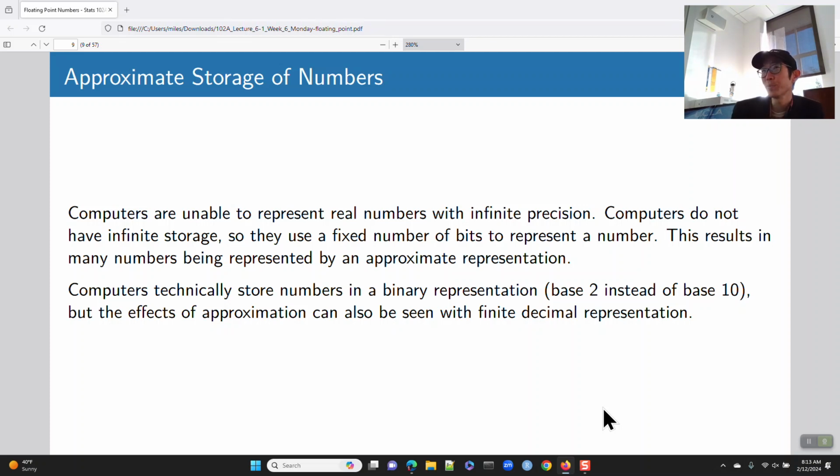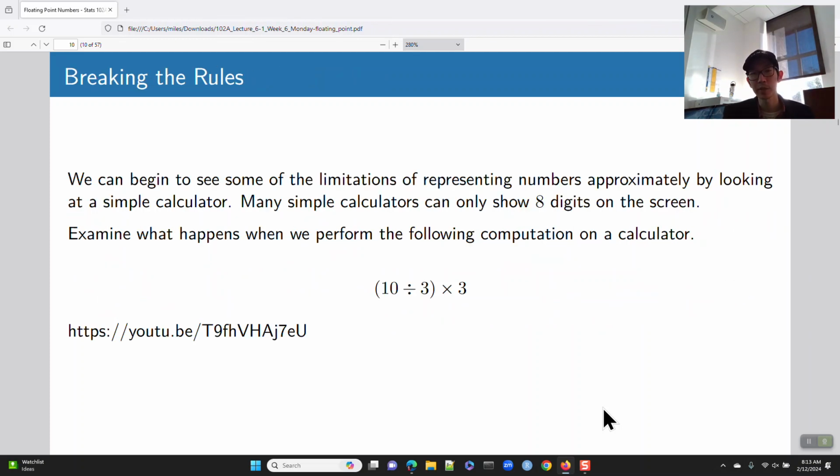Now, computers use base 2 rather than base 10, but a lot of the ideas of what happens when you use base 10 to store things, the same ideas also apply to what happens when you use base 2. The numbers will be different, but the limits of having just finite representation rather than infinite representation still have similar consequences here.